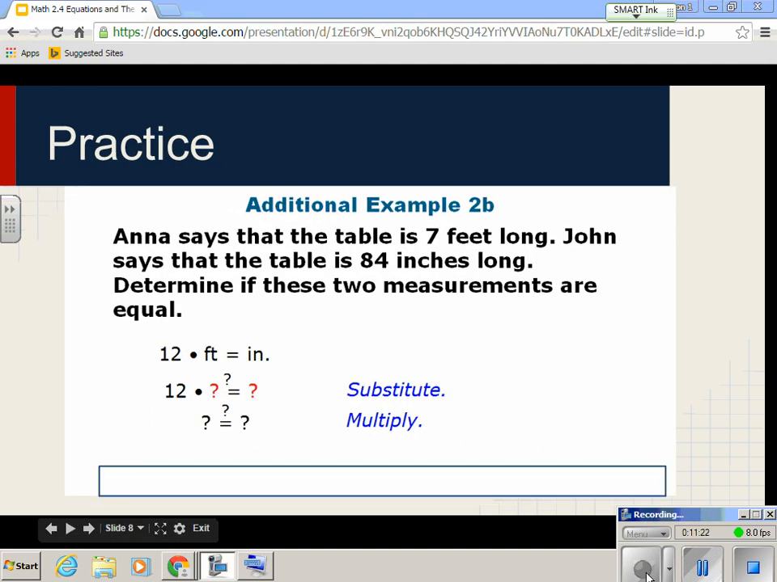Here's another one. Anna says that the table is 7 feet long, and John says that the table is 84 inches long. Determine if these two measurements are equal. Go ahead and solve it on your own. Come back when you've given it a chance. See if you got it right.